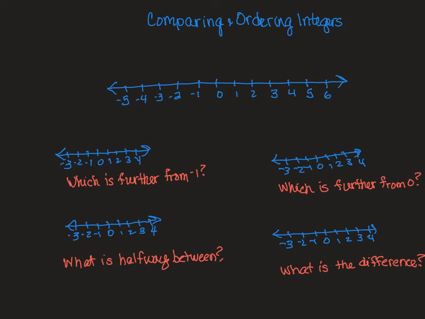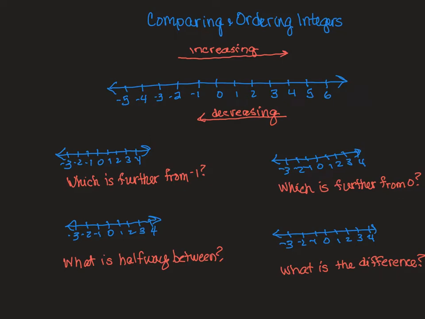Okay, I want to talk about comparing and ordering integers. So what do we know about our number system on the number line? We know that if I go from left to right, my numbers are increasing. I mentioned this in the last video, and so I'm building on that. If I go from right to left, my numbers are decreasing.